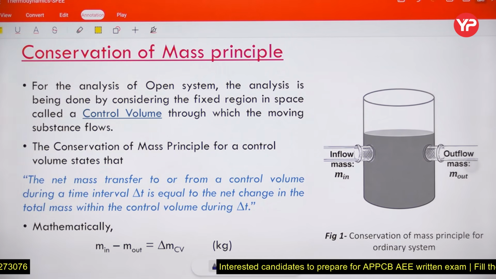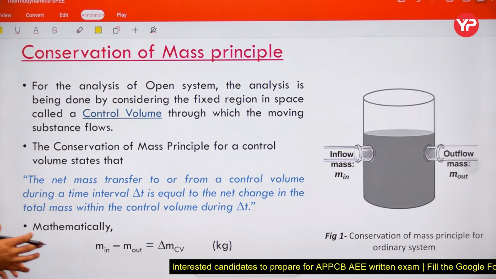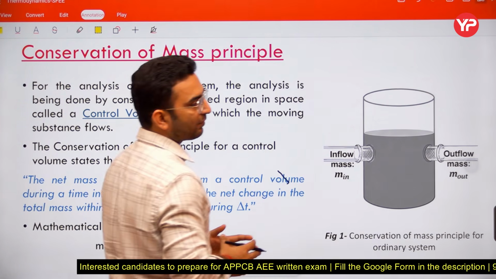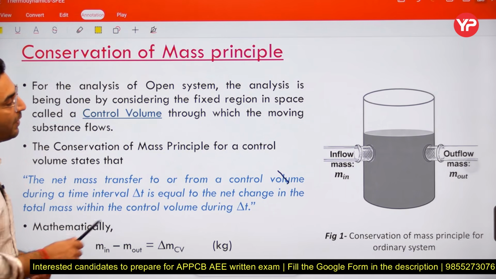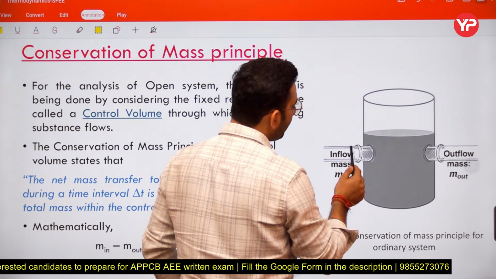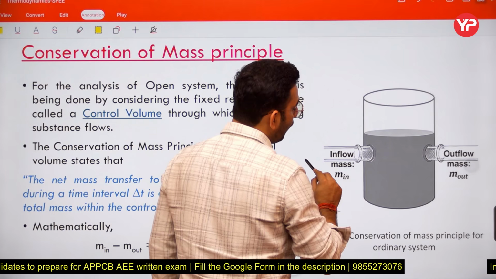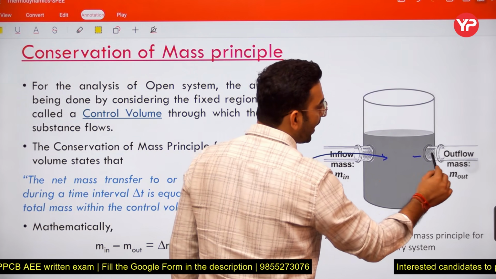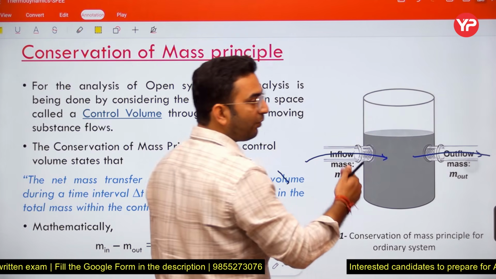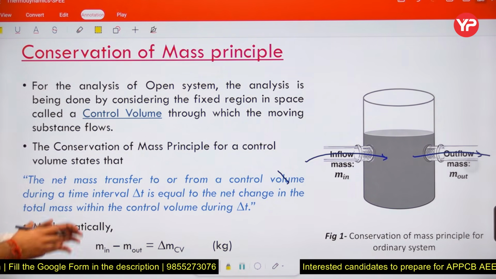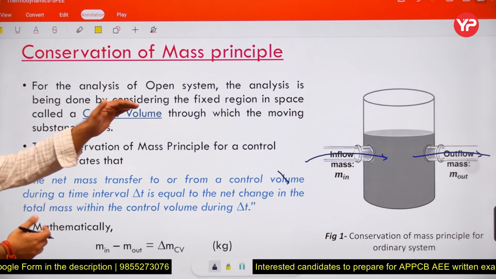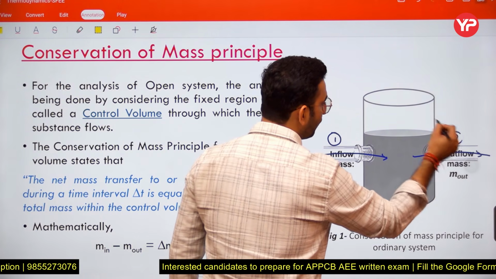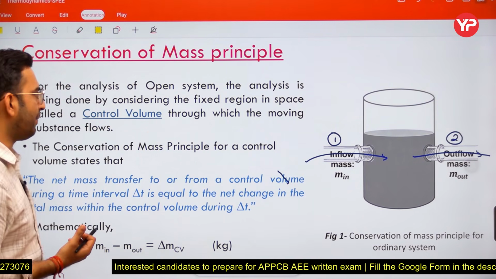Now if we talk about the conservation of mass principle, let us say we are having some container. This container consists of some mass here. Okay, now what is happening? There are two openings, two pipes are connected here. From pipe number 1 the fluid is entering into the container, and from pipe number 2 fluid is exiting from the container. Some mass is getting in from pipe number 1 and some mass is getting out from pipe number 2. That is simply happening here.